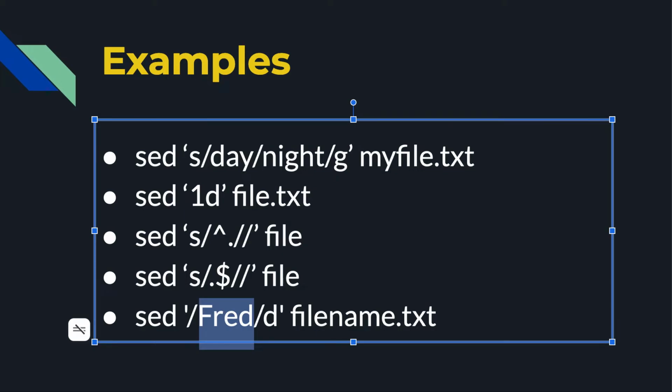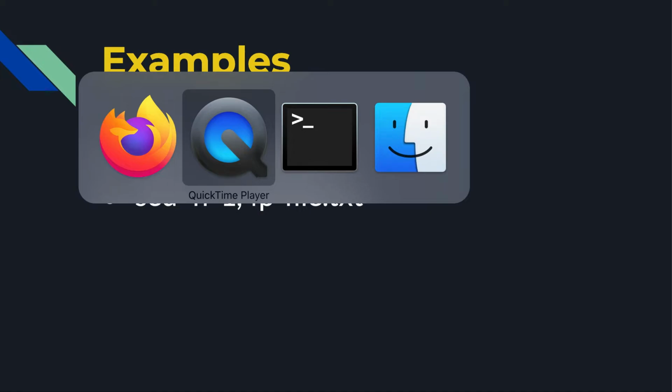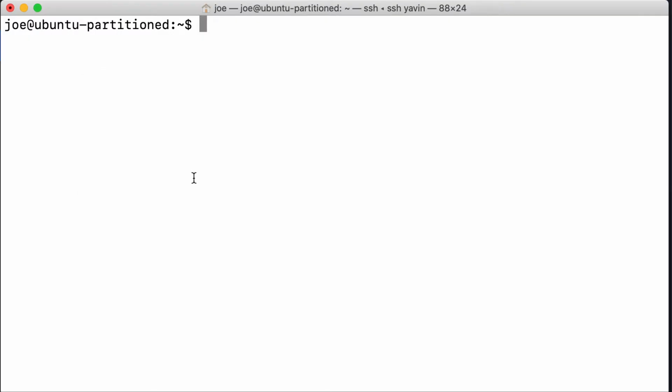And let's see. Finally, maybe we can print out the first line of the file, print out lines 1 through 4 of the file. Let's do some examples. I haven't written down every single example, but those are some common ones. So let me flip back here for a minute.